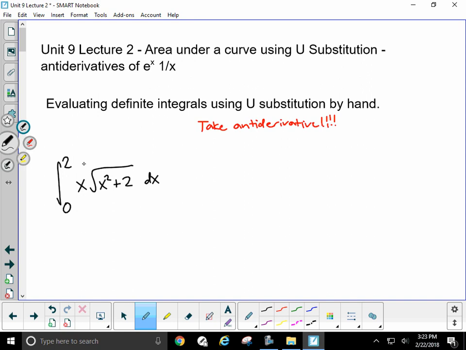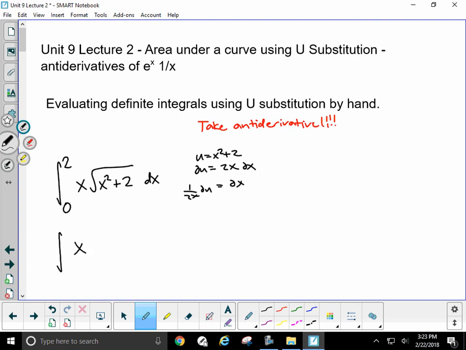Okay, but I can't take this antiderivative just by looking at it. I'm going to have to use U substitution. So I set U equal to the inside of my composition. Take the derivative: du is equal to 2x dx. dx is 1 over 2x du. All right, now I'm not going to worry about these numbers right now. I'm just going to worry about taking the antiderivative.